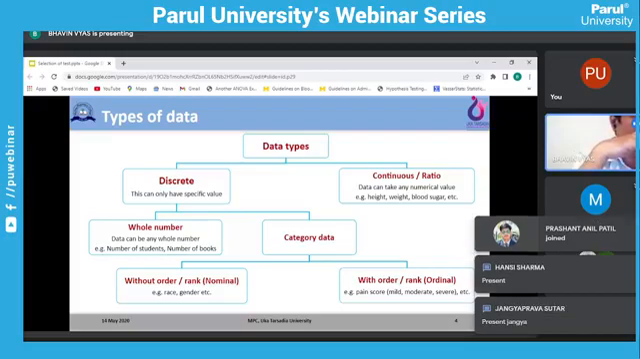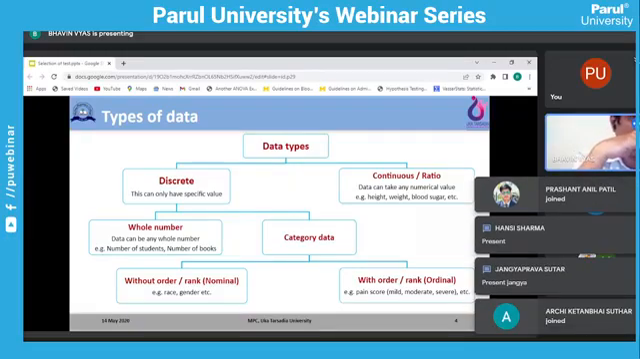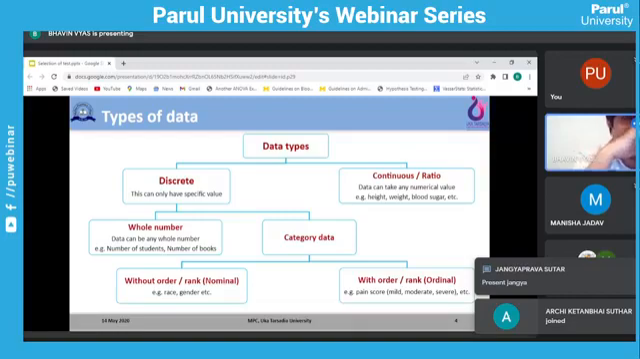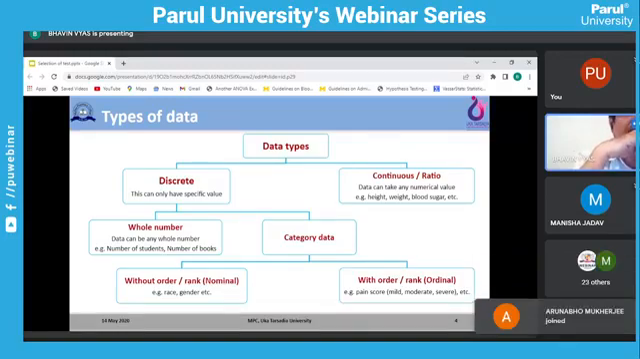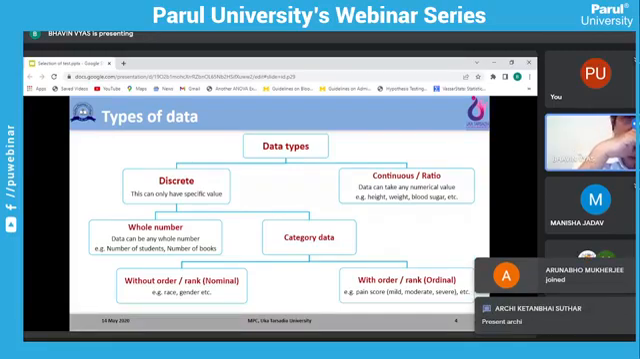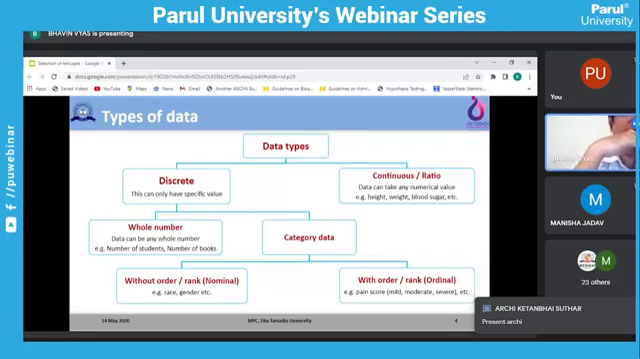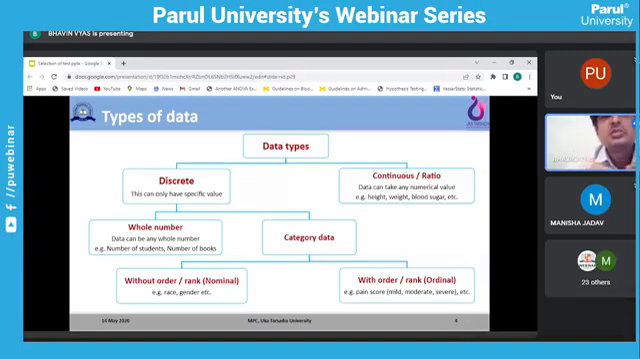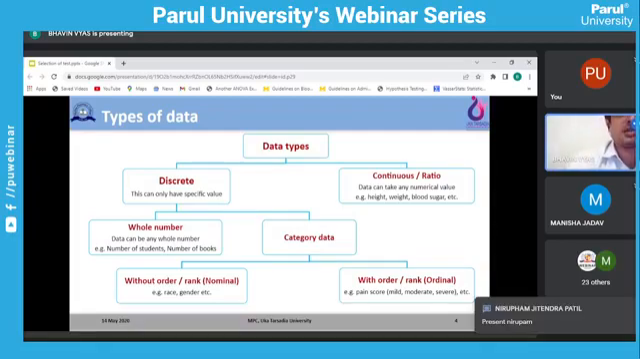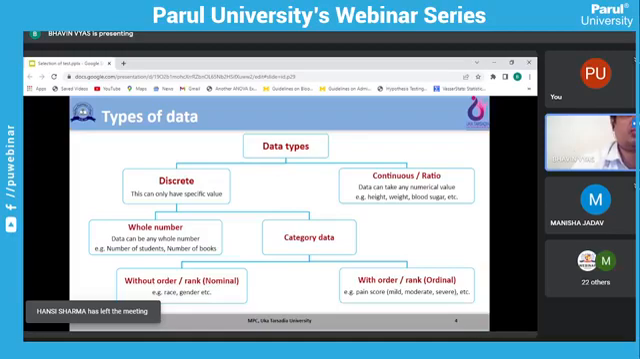When I say discrete type of data, this can only have a specific value. While continuous or ratio data can take any numerical value, and that might have decimals too. An example of continuous data is height, weight, blood glucose, blood pressure. There might be blood glucose of 120.22 milligram per deciliter, it might be there in decimals too. So that is known as continuous or ratio data.